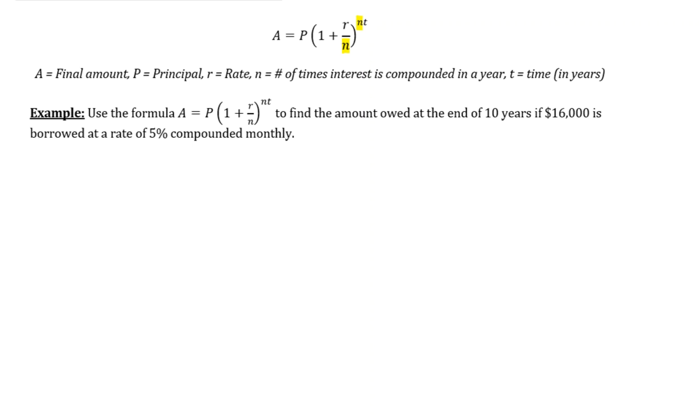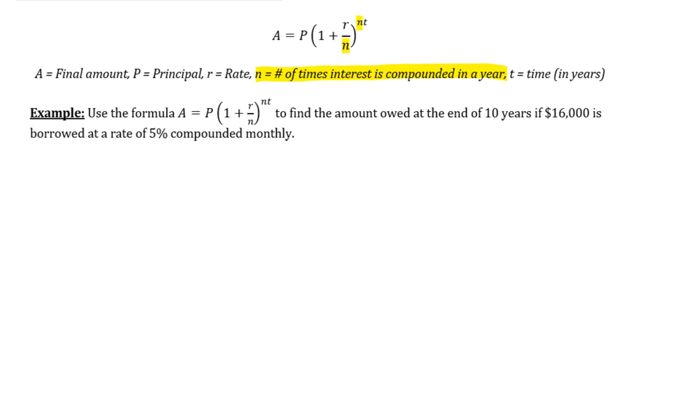And so what this N stands for is the number of times interest is compounded in a year. So this formula handles the case where, throughout each year that the loan or the investment is out for, interest is being compounded within each of those years.